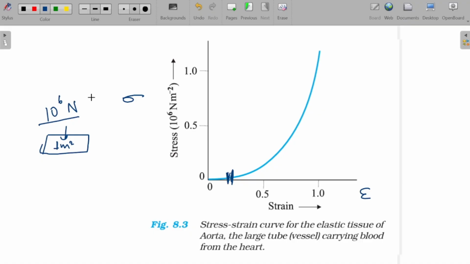Now, it has no proper plastic region. So such materials like rubber and aorta, which have high ability to get stressed or high range of elasticity, we call elastomers.